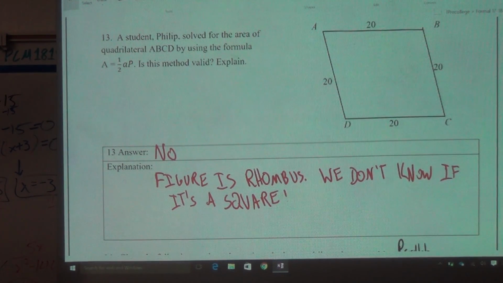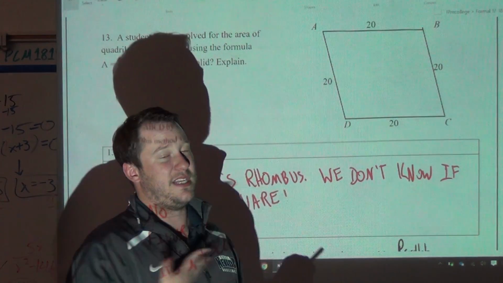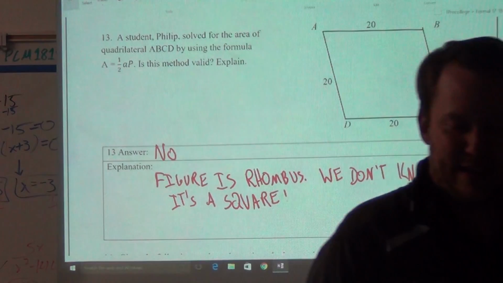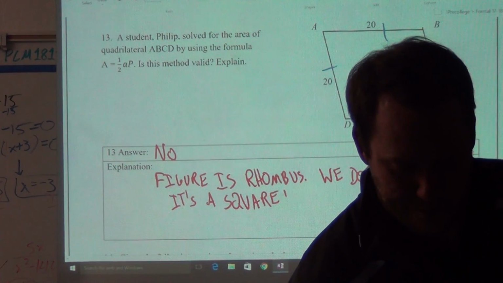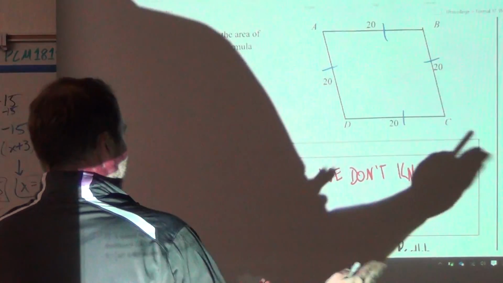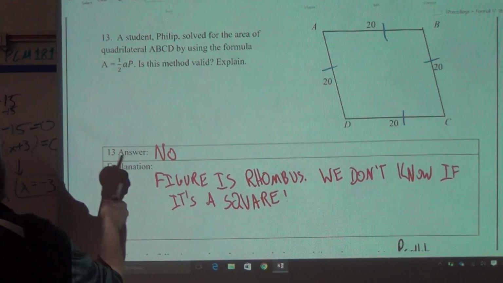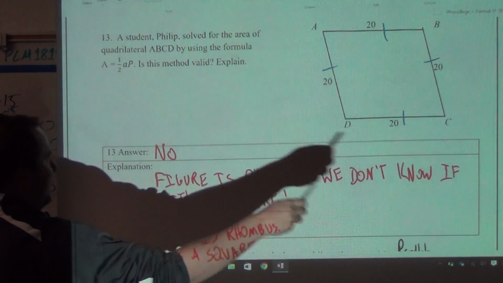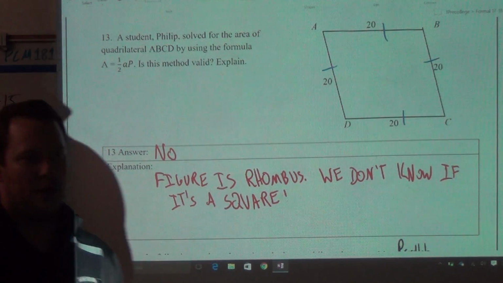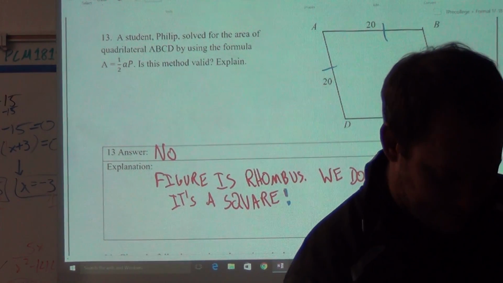So, from the information on the picture, we can tell all the sides are congruent. Therefore, it's at least a rhombus. Because it's at least a rhombus, it is a parallelogram. But we don't have anything that generates rectangle features. Therefore, we don't have anything that generates square features. So the answer is no. The figure's a rhombus. We don't know if it's a square. If it was a square, we could use our formula. However, since it's not, we cannot.